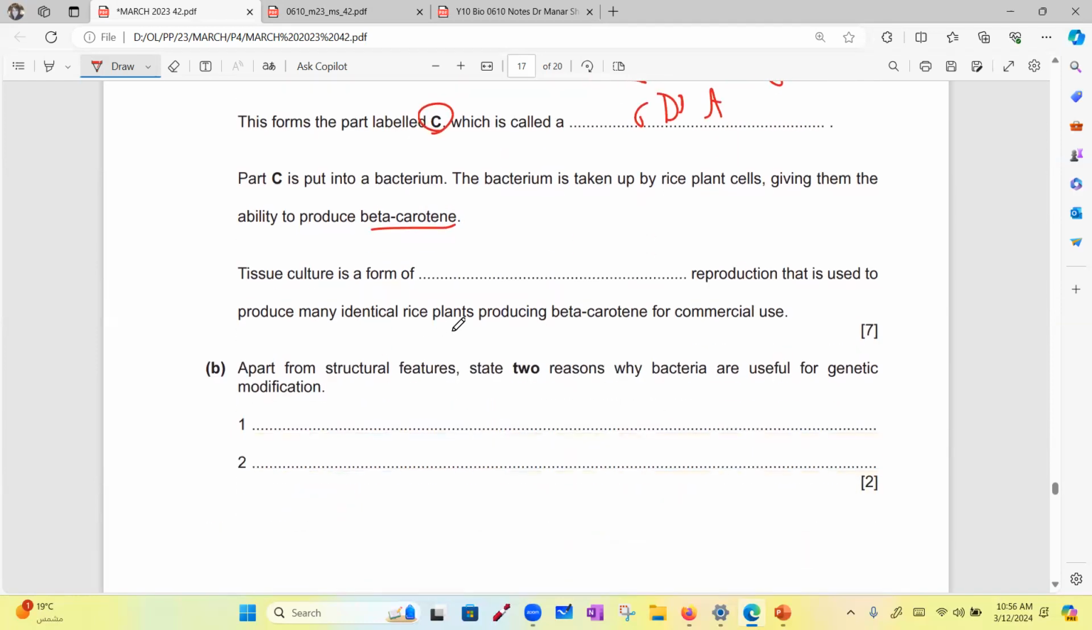Tissue culture is a form of which type of reproduction? Asexual. Again, we took it when we studied plant reproduction. We took asexual tissue culture, cuttings, and the potato tuber, but of course you forgot.